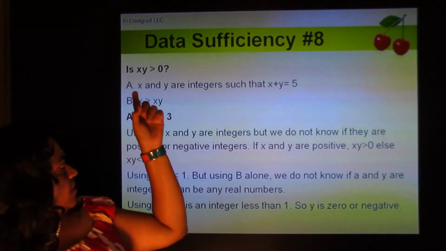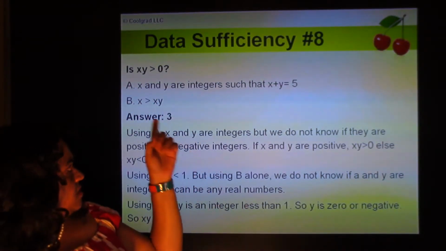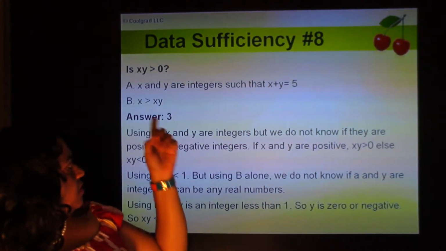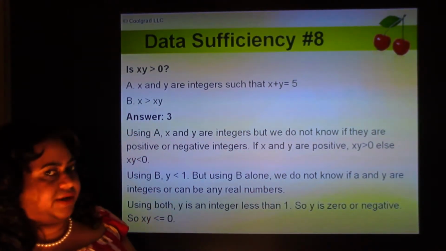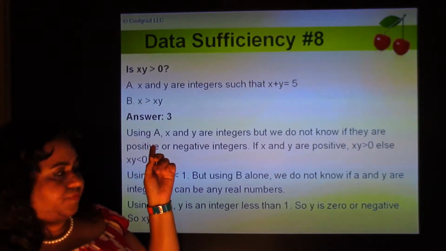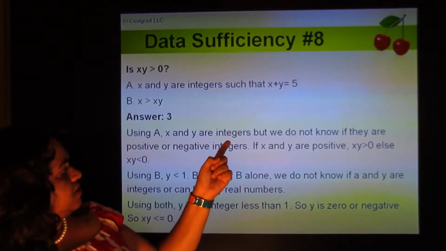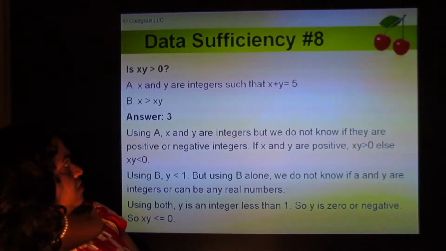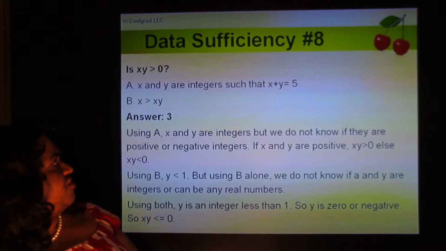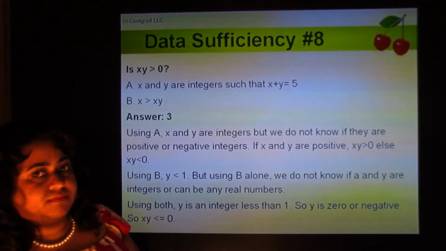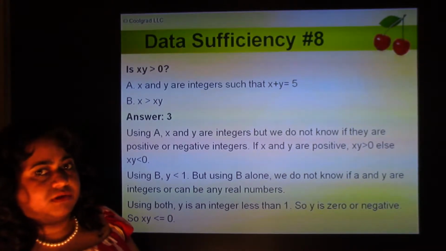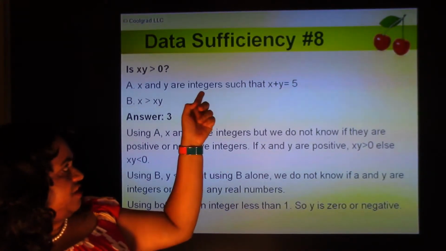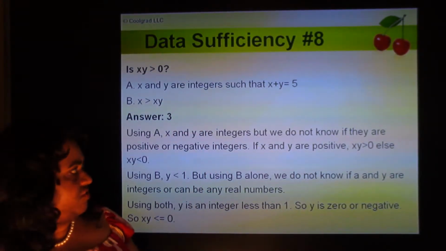Question number 8. Is xy greater than 0? Statement A, x and y are integers such that x plus y is equal to 5. Statement B, x is greater than xy. So using A alone, x and y are integers, but we do not know if they are positive or negative integers. So if both of them are negative integers, the condition would still hold. X times y would be greater than 0. If one is positive, the other would be negative, then it doesn't hold. So we say integers, be very careful. They can be positive or negative integers.